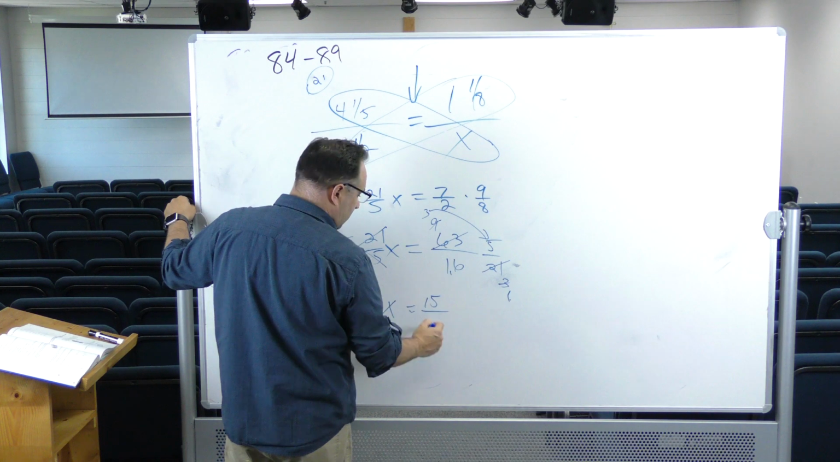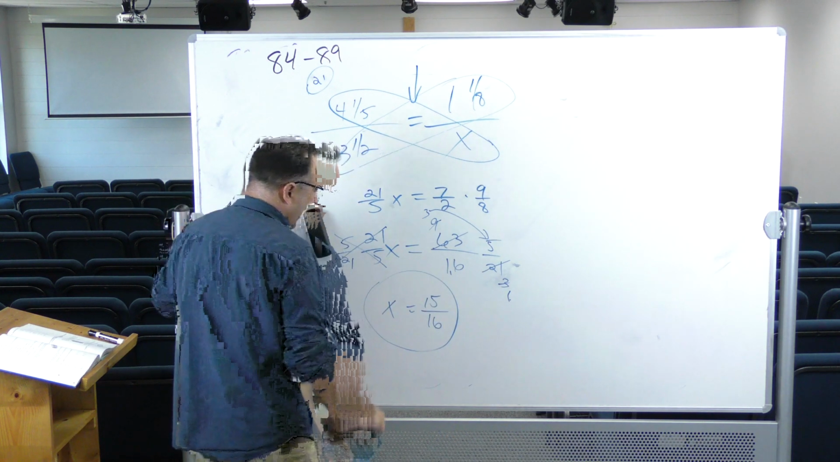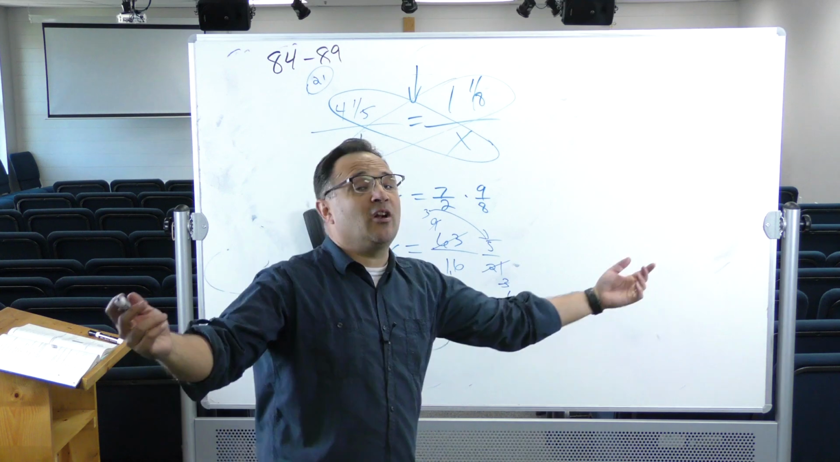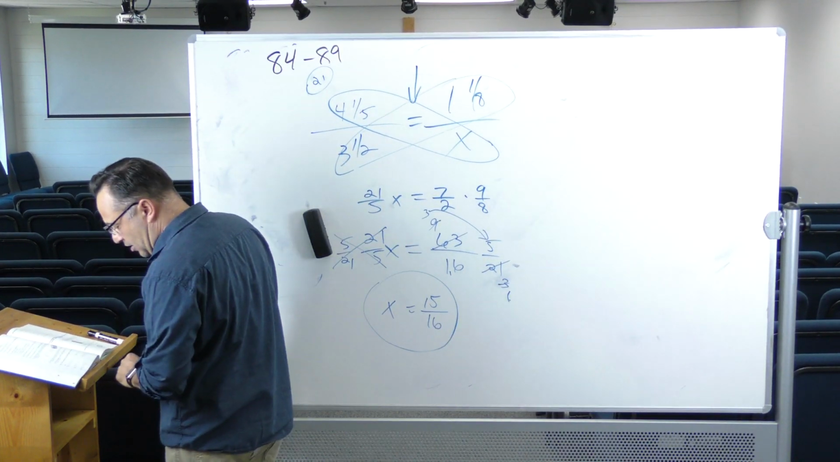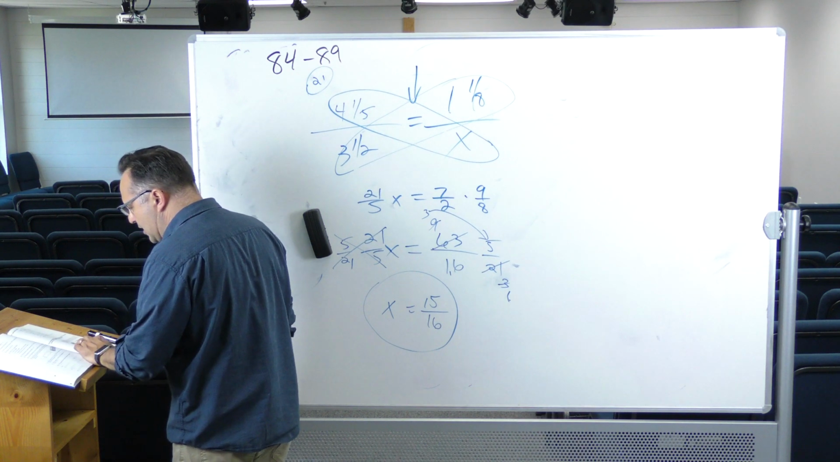16 times 1 is 16. And there's my answer: x equals 15 over 16. So I did one of your problems for you, just to remind you how to do it. And that was number 21 on page 274.